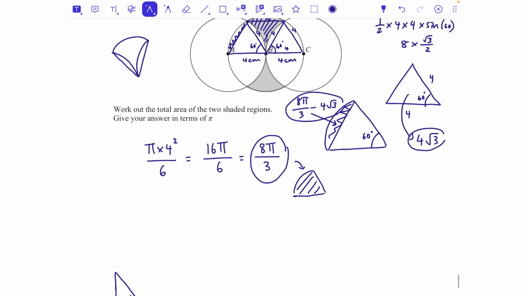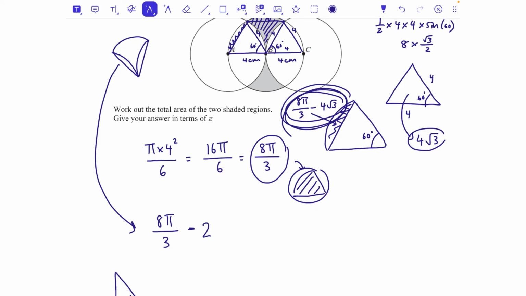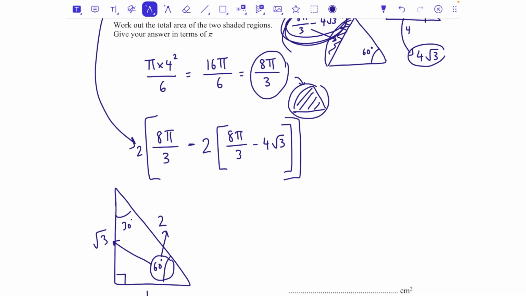So to find that bit there, I'm going to do my whole sector, 8 pi over 3, minus 2 slithers. And we know that a slither is given by this. So 2 lots of 8 pi over 3 minus 4 root 3. And then we've got 2 of those. So after I'm done with that, I'm going to double the whole thing. So let's just sort this out. Let's make it a little bit nicer. 2 lots of this is going to be given by 16 pi over 3 minus 8 root 3.